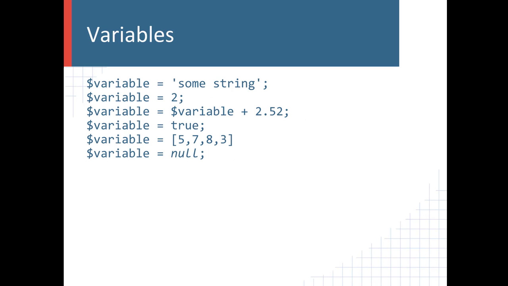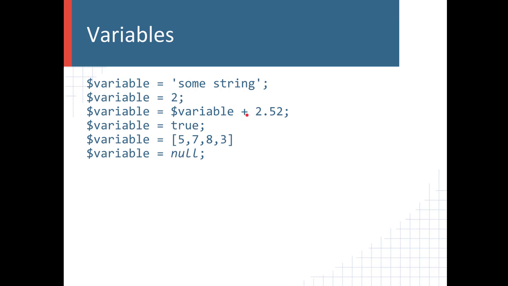PHP has a loose data type, which means the same variable can have any given type at any given time, as seen on this slide. Here we have a variable and its current value is some string. On the next line, we reassign its value to 2, so it goes from being a string to being a number or an integer.